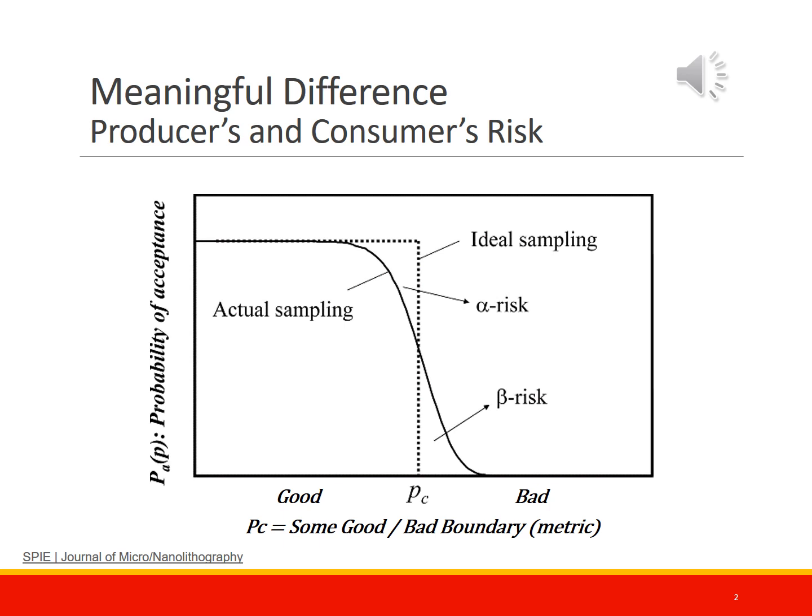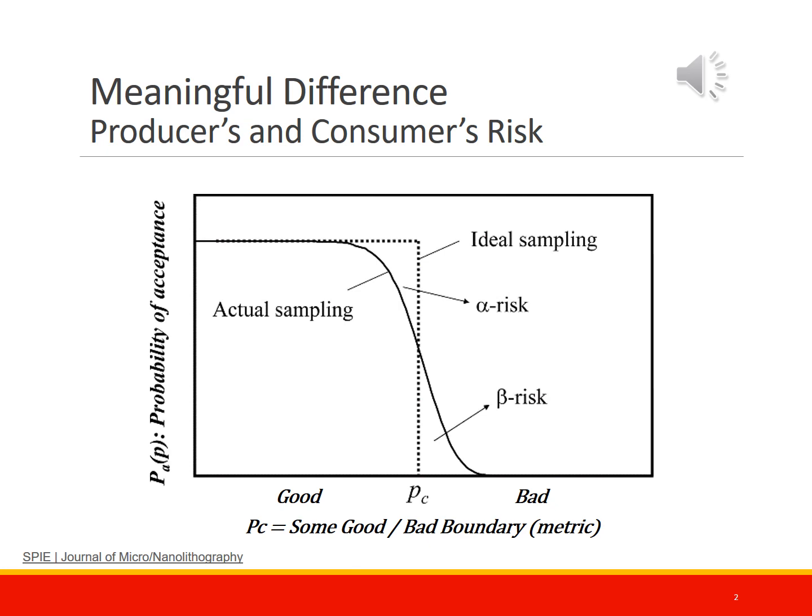Generally, acceptance sampling is when you decide to accept or reject a lot of parts based upon the results of inspecting a few samples from that lot. Ideally, there is a good/bad boundary based upon some metric. But as we've learned, there are always measurement uncertainties that creep in and muddy the water.